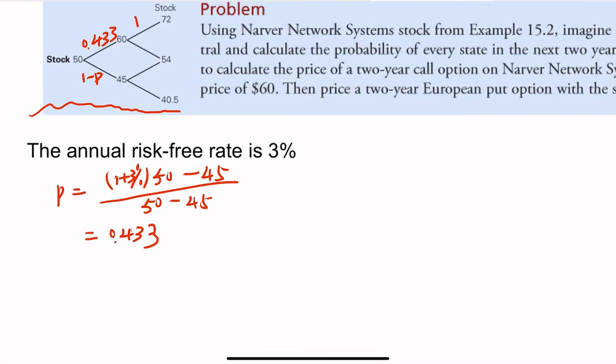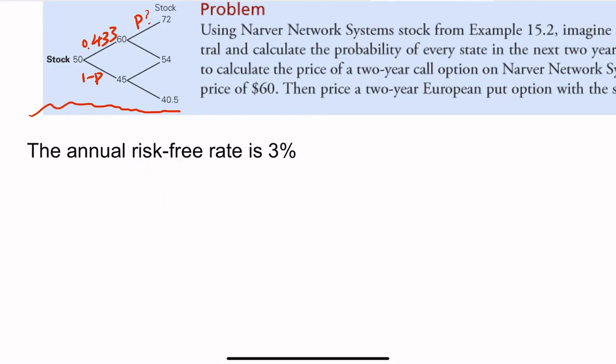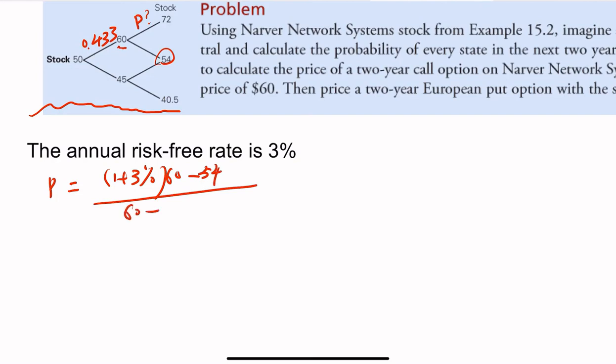Now, can you find this? Again, you could use the same method, right? So the P now would be 1 plus 3% times stock price, 60, minus the down price, 54, divided by 60 minus 54. And you can find out the stock price here is the same, right? So this would be 0.567.